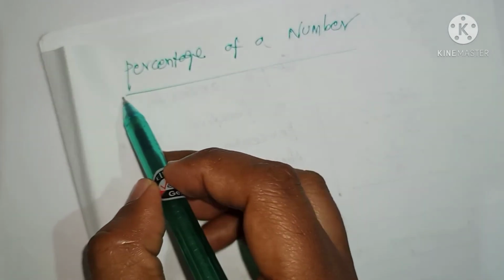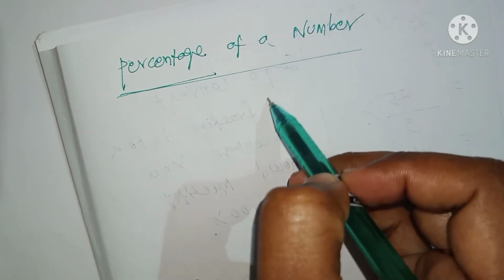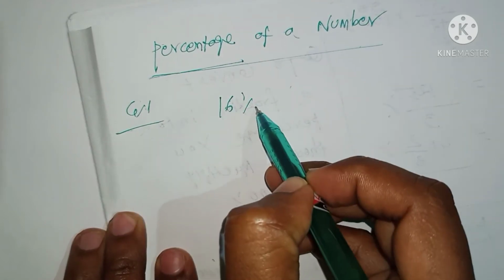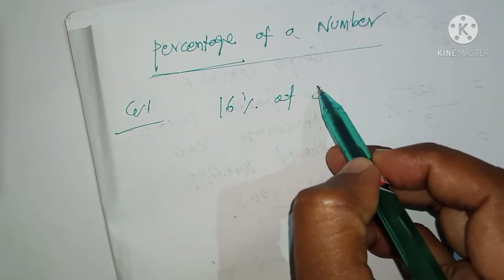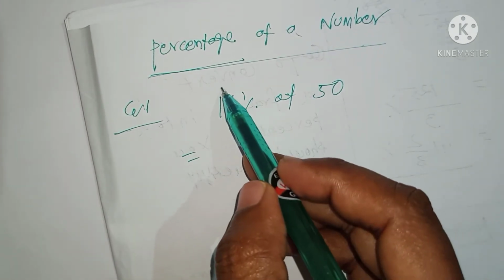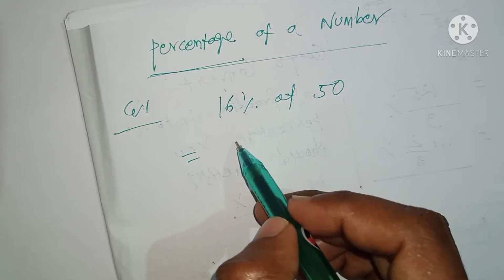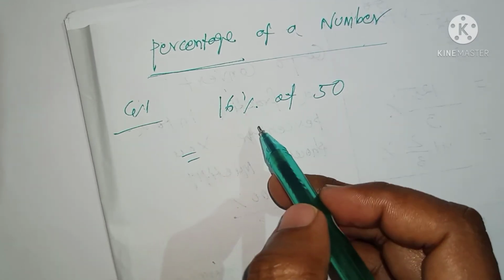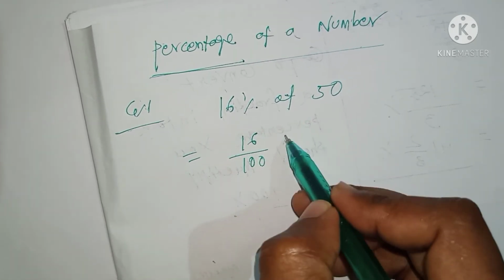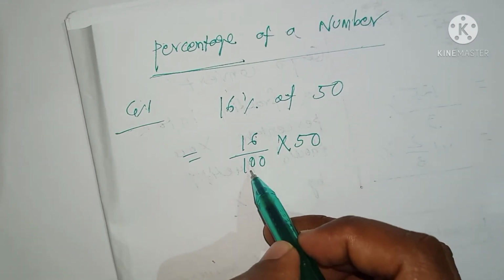It means any percentage may be provided to you, and the question will ask you to find the number. So see, let one example be 16% of 50. Whenever this type of question comes, first we write the percentage in the form of fraction. Here 16 by 100, and 'of' means multiply by the number given. So 16 by 100 into 50.